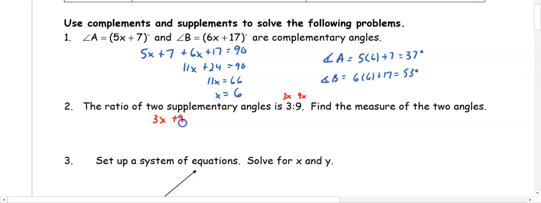So we're going to have 3x plus 9x equal to 180. So that gets us 12x equals 180. When we divide by 12, x is 15. So to get our angles then, 3 times 15 is 45 degrees. And 9 times 15 is 135 degrees.